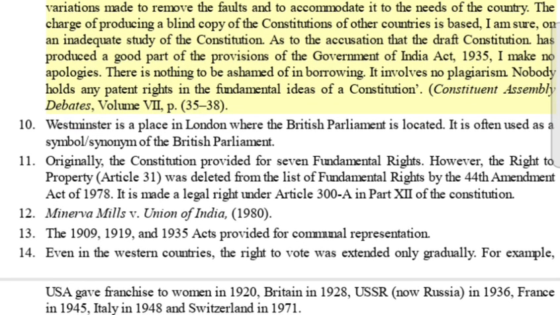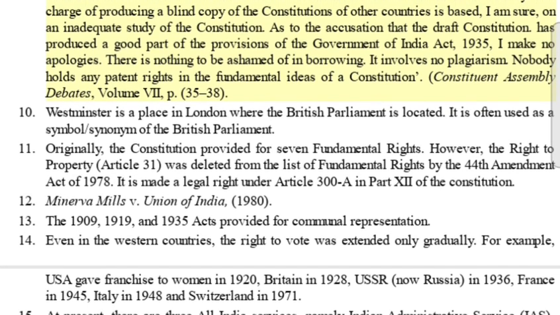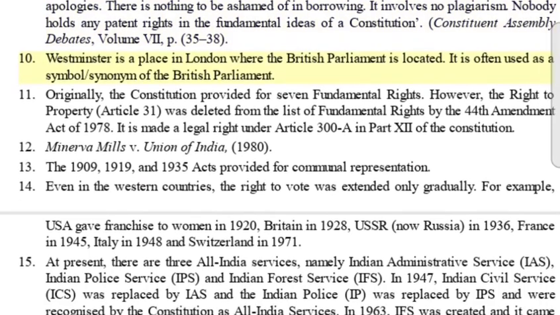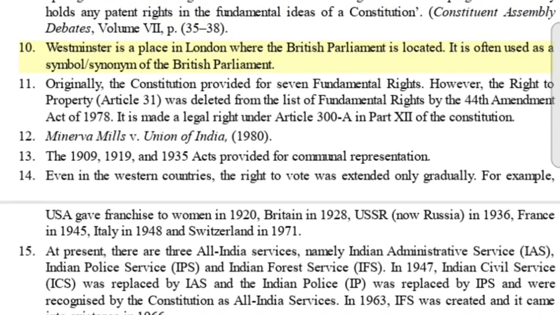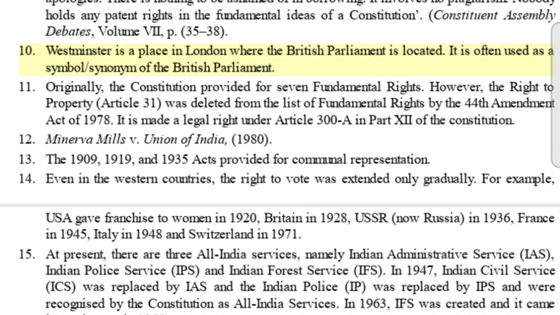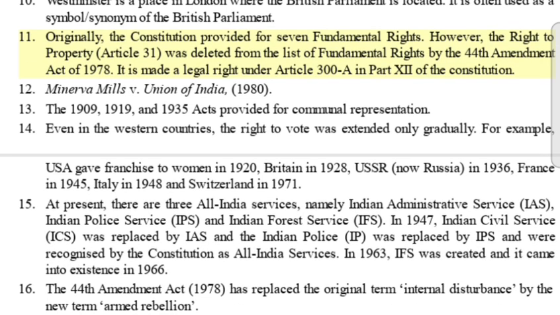Constituent Assembly Debates, Volume 7, p. 35-38. 10. Westminster is a place in London where the British Parliament is located. It is often used as a synonym of the British Parliament. 11. Originally, the Constitution provided for 7 fundamental rights. However, the right to property, Article 31, was deleted from the list of fundamental rights by the 44th Amendment Act of 1978. It is made a legal right under Article 300A in Part 12 of the Constitution.